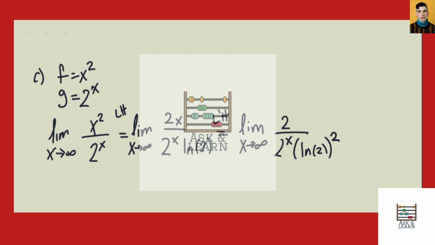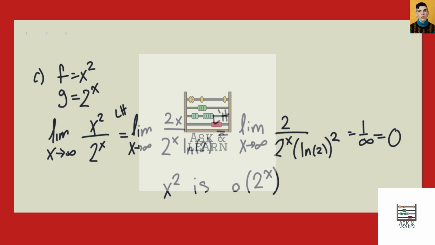Well, the natural log of 2 is sort of inconsequential. The 2 to the power of x is going to usurp it, and the limit of that is infinity. So we're getting 1 over infinity, which is 0. So by definition of little o notation, we know x squared is indeed little o of 2 to the power of x.